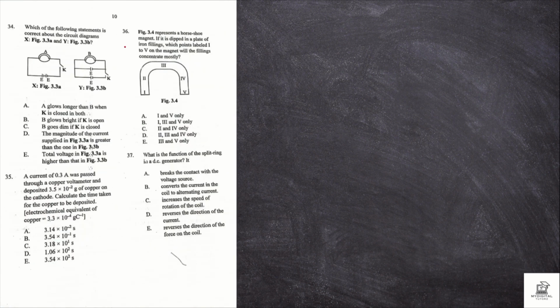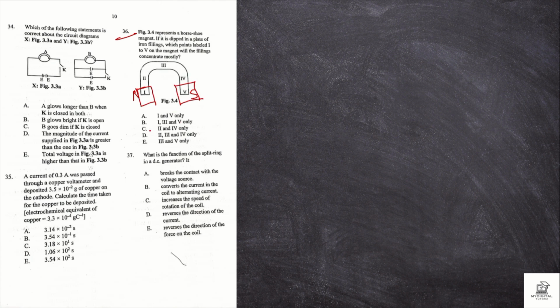So question 36 says figure 3.4 represents a horseshoe magnet. If it is dipped in a plate of iron filling, which points labeled 1 to 4 on the magnet will the filling concentrate mostly? So here is the pole, here could be north and here could be south. The power of the magnet is more at the pole than other parts of the magnet. So here is where the iron filling will be concentrated most. So that is 1 and 4.